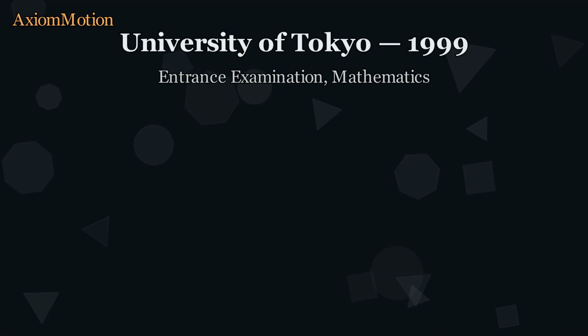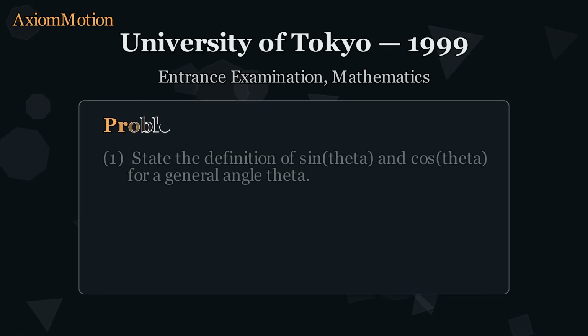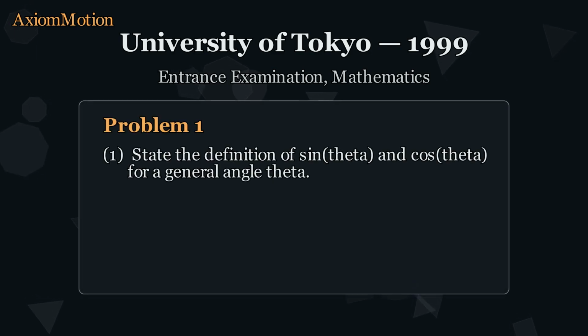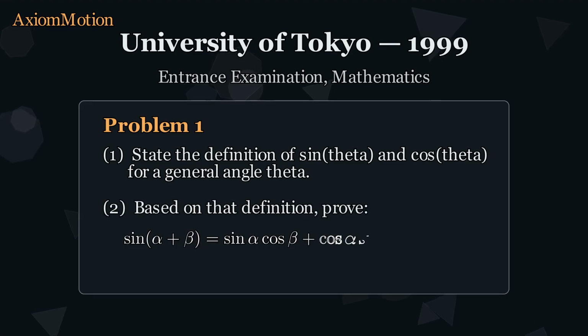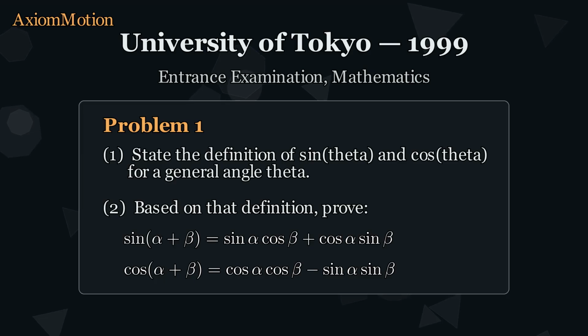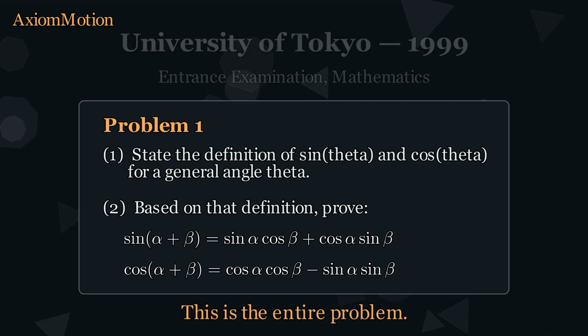In 1999, the University of Tokyo opened its entrance exam with this. Problem 1. Part 1. State the definition of sine theta and cosine theta for a general angle theta. Part 2. Based on the definition you stated, prove these two formulas. That is the entire problem.